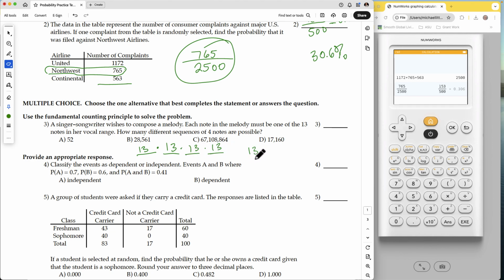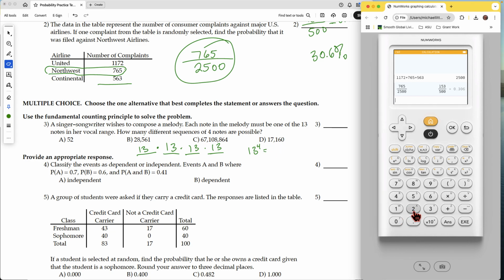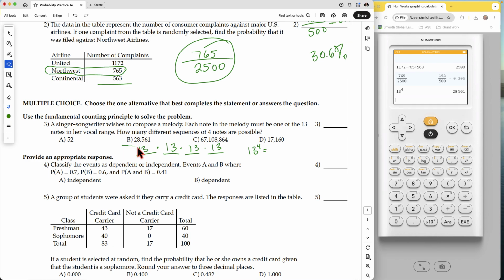So we get 13 to the 4th power, which is going to give us 28,561. Option B. If you did a permutation because you thought maybe she can't repeat the notes, which it didn't say, you would have gotten the answer D. So that's why D is not correct.